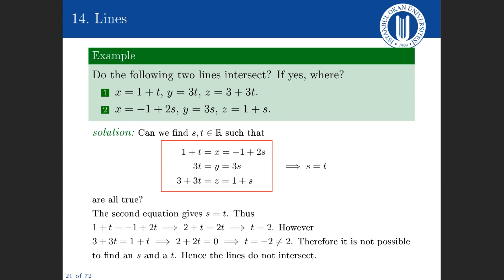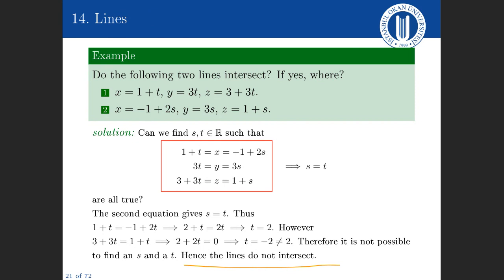Start with the second equation first of all. The second equation tells us that s must be the same as t. If we put s equal to t in the first equation, then we find that we want t equal to 2. However, if we put s equal to t into the third equation, the third equation says we want to have t equal to minus 2. This is not possible. It's not possible to find an s and a t so that all three equations are true. So the answer to this problem is the two lines do not intersect.